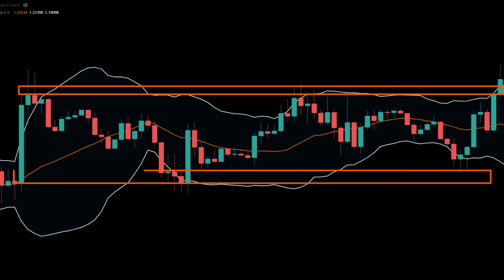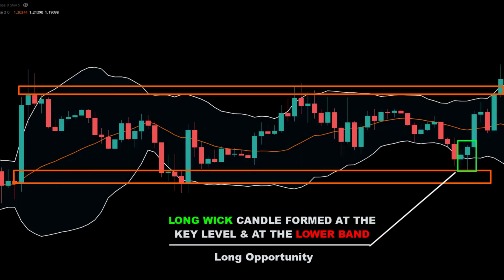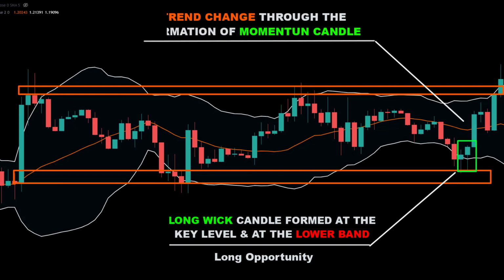You had your key level here because of this reversal point when price came back down. You had a long wick candle form at the key level and the lower band, making this an area of confluence. Then once you had the momentum candle form off the level, you will look for a long trade entry through the same time frame or through a lower intraday time frame.